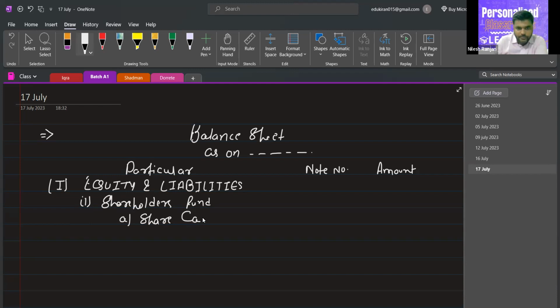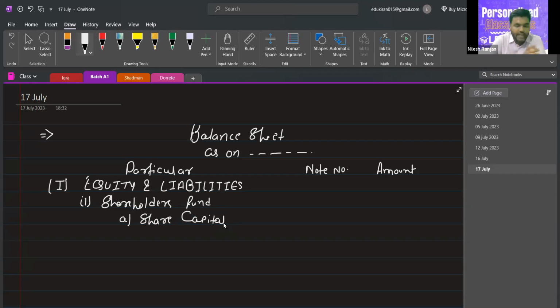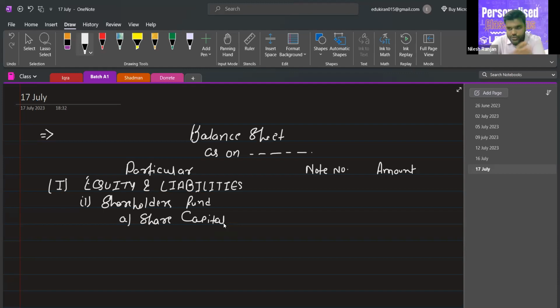Yes? Yes, sir. Okay. So do you remember the concept of share capital? Can you tell me what different kinds of share capital, name of different classification? Yes, sir. We have authorized capital, issued capital, subscribed capital, called up capital, and paid up capital. Okay. Can you tell me brief about these?